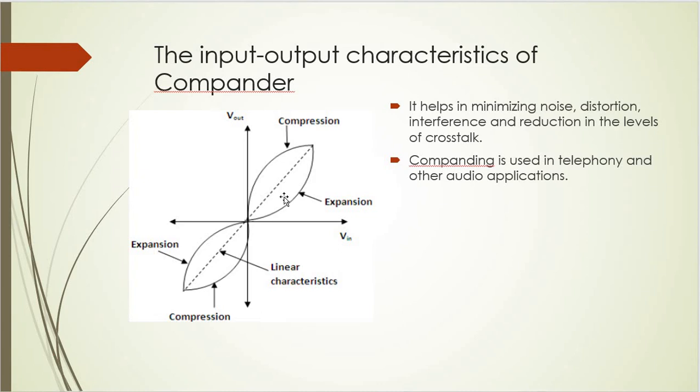Now, why is companding done? Companding is done to minimize noise and distortion and to reduce interference and crosstalk. In almost all practical telephony systems and audio applications that use PCM, or pulse code modulation, the signal is companded like this.